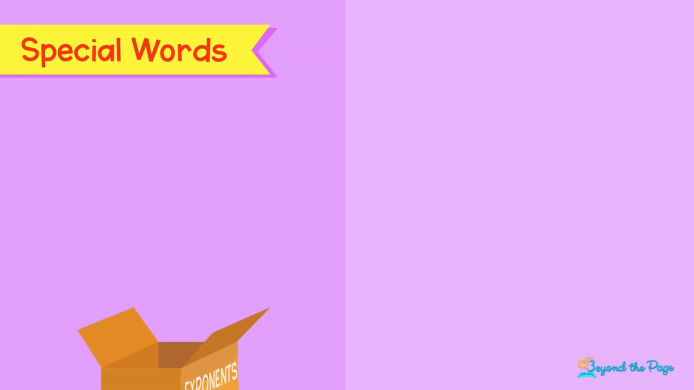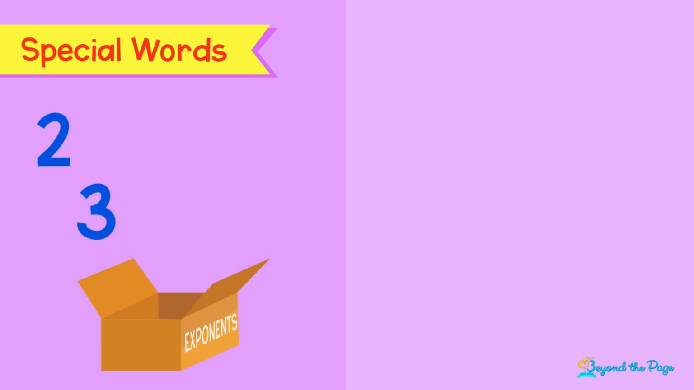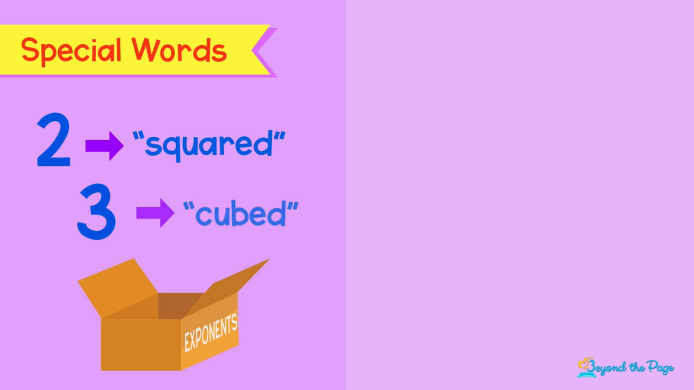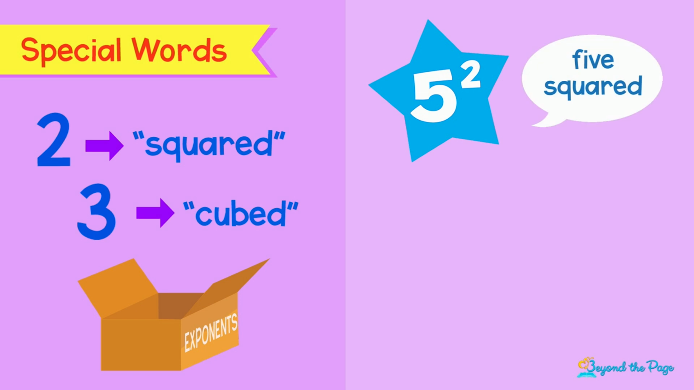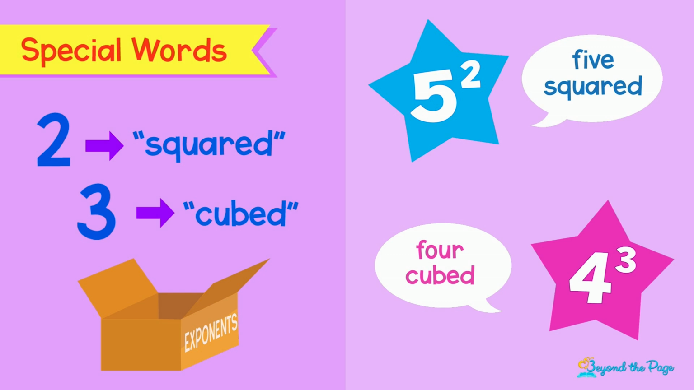There are two special words you need to know when the numbers 2 and 3 are used as exponents. Exponents of 2 are read as the base squared, while exponents of 3 are read as the base cubed. So here we have 5 squared, and this is 4 cubed.